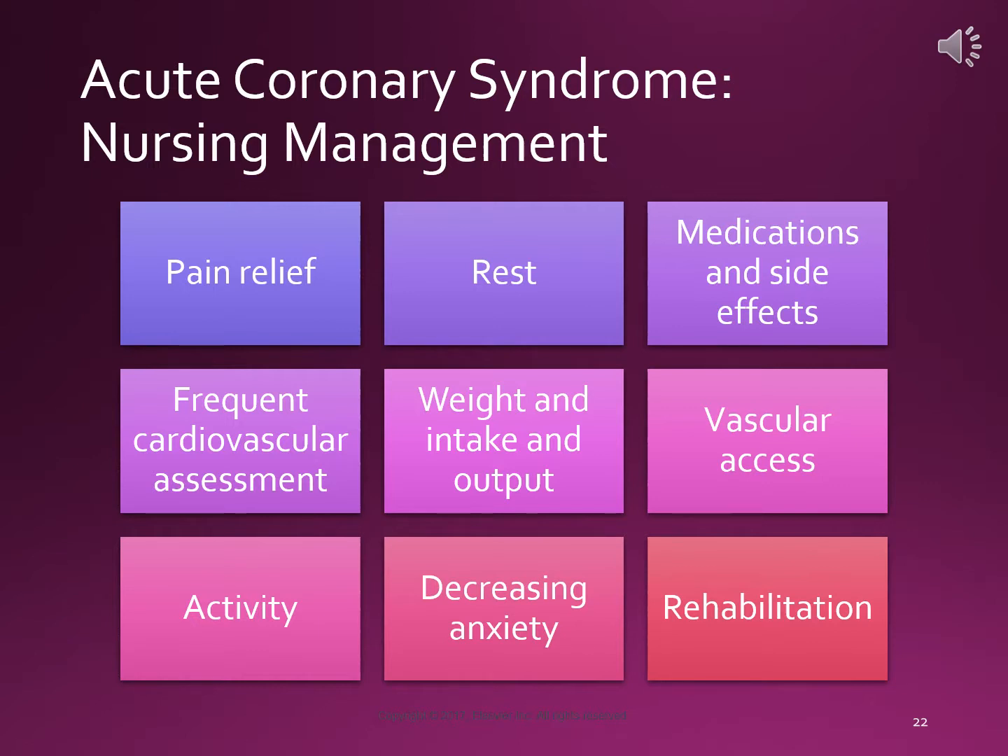Weight and I&O are important because you can go into failure very quickly after a heart attack, depending on how much cardiac muscle has been damaged. They always get vascular access. In fact, hopefully they'll have one before they even walk in the door, from the field. If not, an IV is the first thing that goes in.